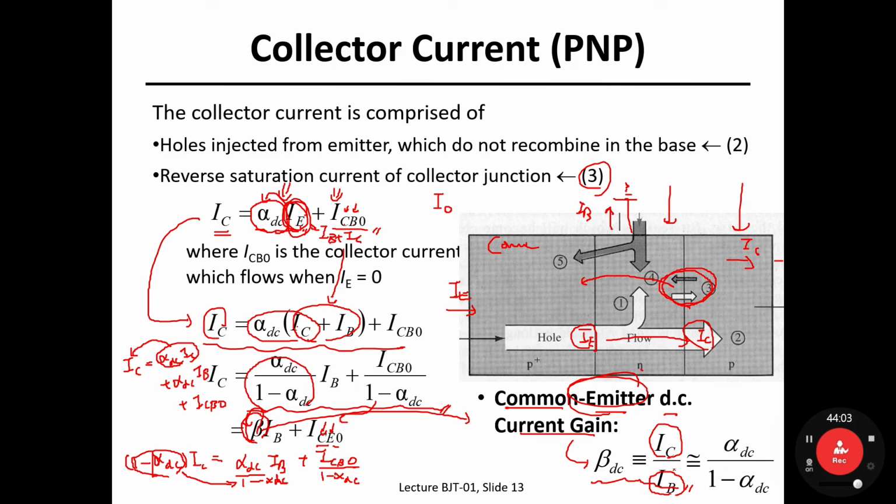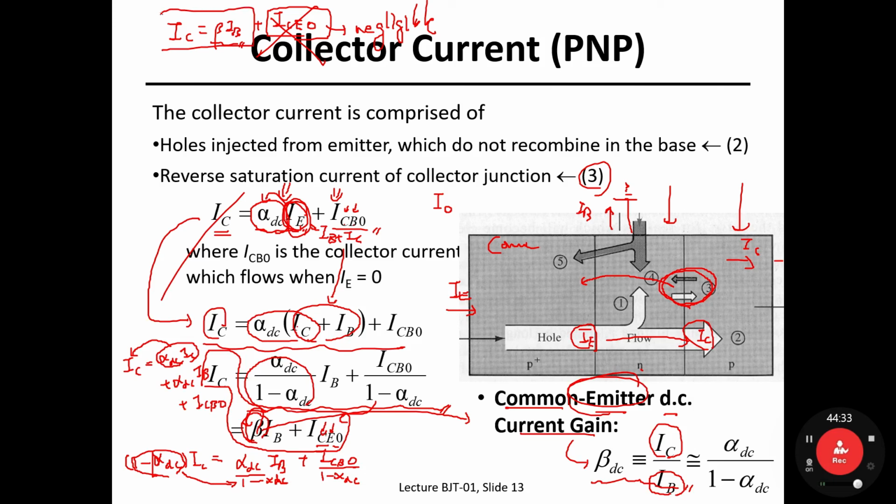And now go back to the equation here. Let me write down here: IC is beta IB plus ICE naught. But since this second term is a very small value compared against beta times IB, it is negligible. So you can just remove it. And then take a look at here. Aha, beta is IC over IB. Okay, good.